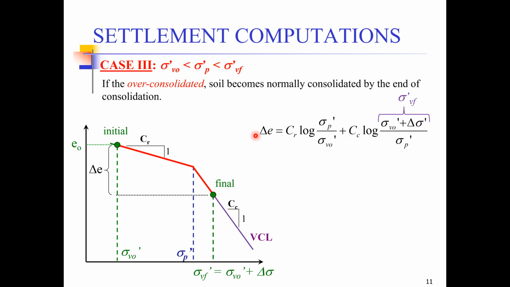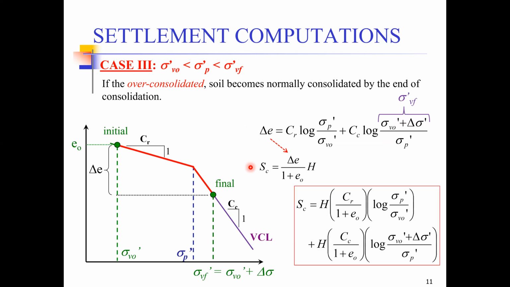And once you have determined delta E, the rest of the procedure is simple. You simply insert it in this basic equation of consolidation. And when you put it in this basic equation of consolidation, you get the final consolidation equation given like this.